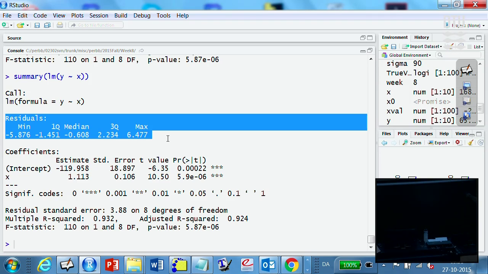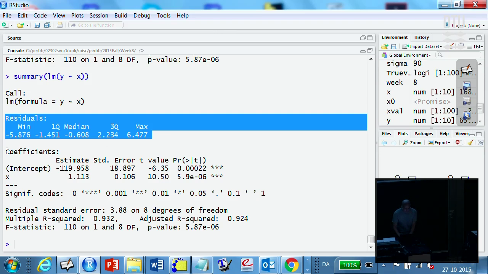So it tells me, for instance, that among all the persons in my data set, the guy who deviates the most below the line is almost 6 kilos below what the line says he should be. And on the opposite side, the guy deviating the most above the line is about 6.5 kilos above what the line would otherwise predict. Then we have the median and the first quartile, which we don't use. But it's a summary of those individual deviations, the residuals. We will get back to the residuals in a sec.